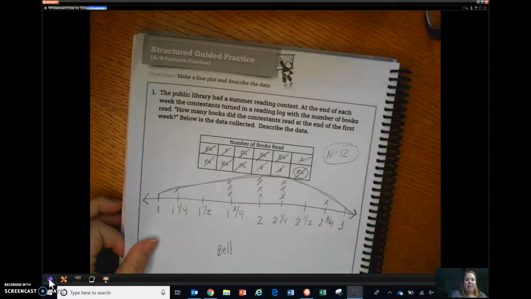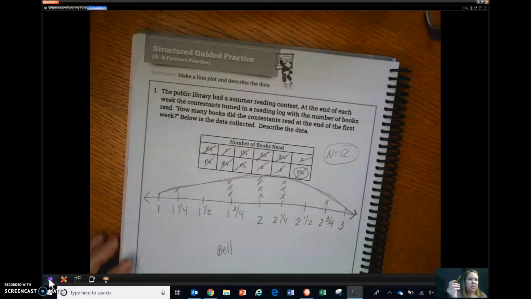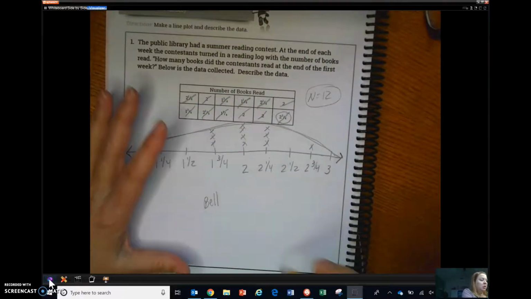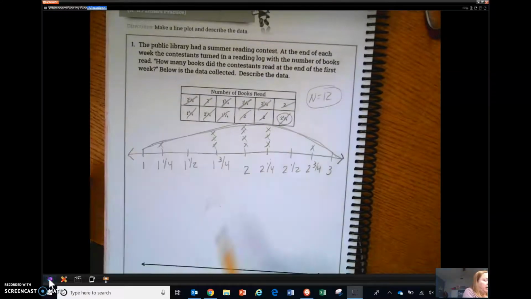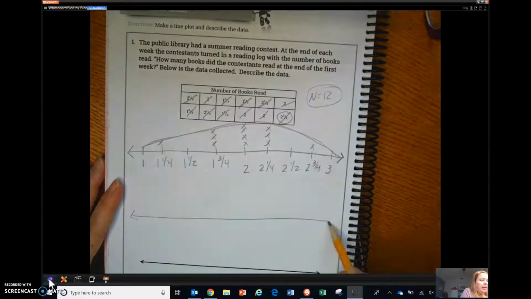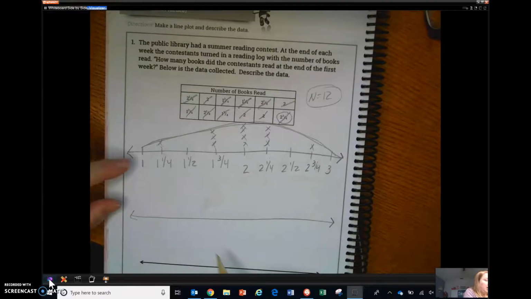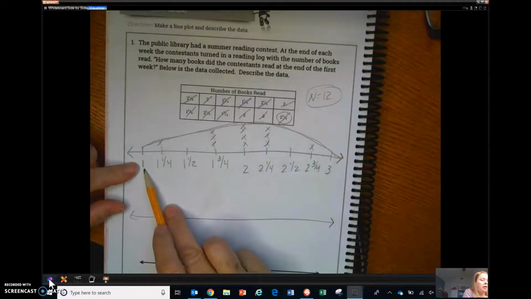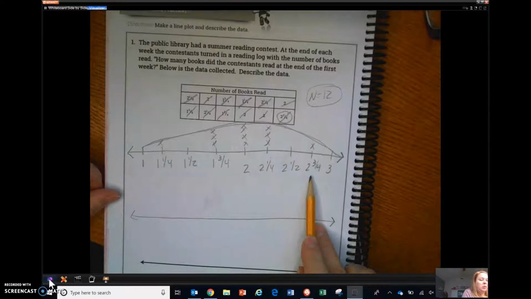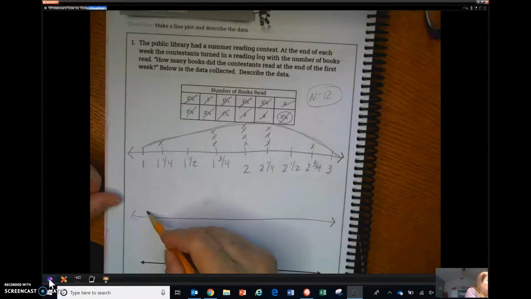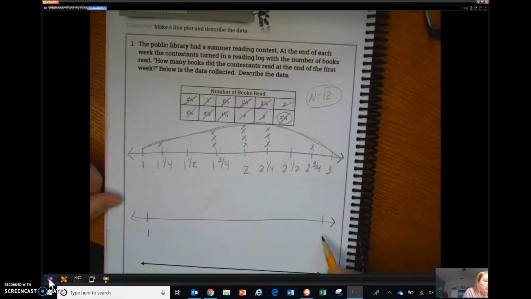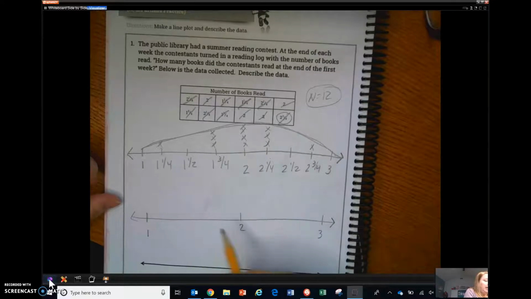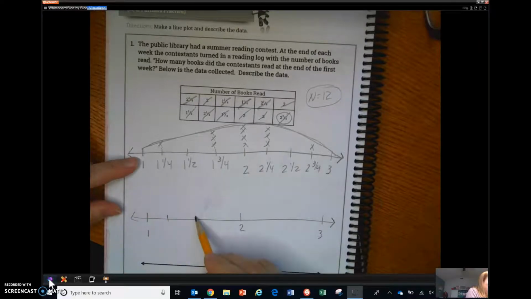For this one, it became a bell, and I'm just going to show you on this one. I'll just do this one all over again. So I went ahead and I put my number line. I knew my lowest number was 1 1/4, and the highest was 2 3/4. So I decided to number my number line between 1 and 3 and count by fourths.